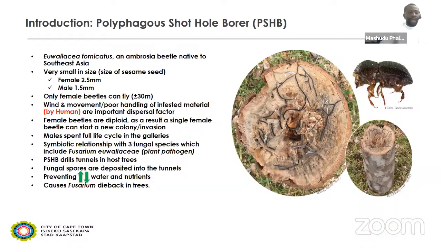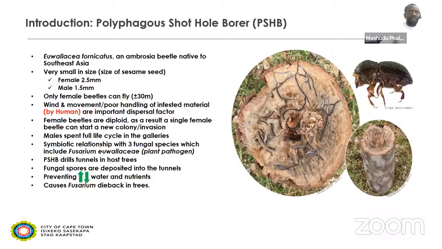The beetle also has a symbiotic relationship with three fungal species, which includes Fusarium euwallaceae, which is a plant pathogen. So the beetle depends on this Fusarium euwallaceae fungus as a food source, and at the same time, the fungus depends on the beetle for movement from one host tree to the next.